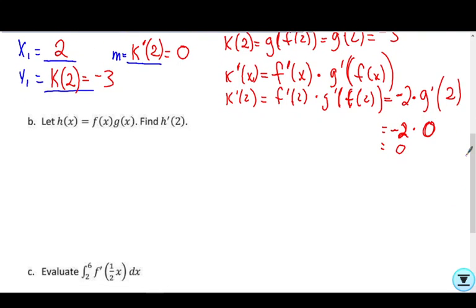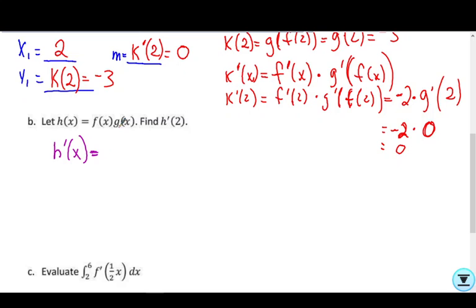Part B is very similar to part A. It says h of x equals f of x times g of x. Find h prime at 2. Well, before I can find h prime at 2, I have to find out what h prime is, period. So we have to take the derivative. So h prime of x.